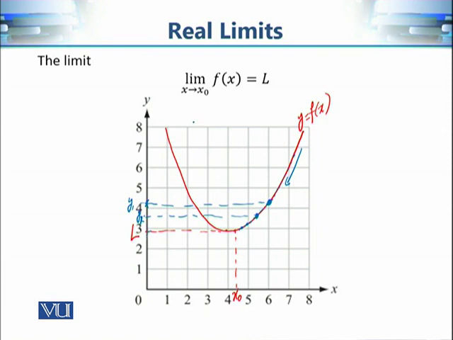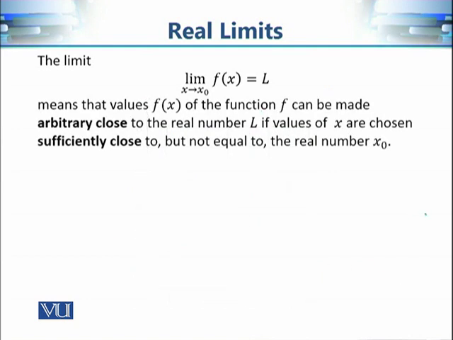And similarly, if we approach x naught from this side, at this point the functional value is, let's say, z1. If we get close to x naught, then at this point the functional value is, let's say, z2. We can easily observe that when we are getting closer and closer to x naught, the functional values are getting closer and closer to this number L. So we have the following observation. The limit of the function when x approaches x naught is equal to this number L. This means that the function f can be made arbitrarily close to the real number L if the values of x are chosen sufficiently close to, but not equal to, the real number x naught.